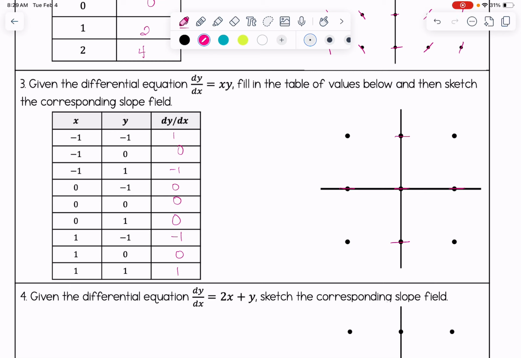And then the others, I'm going to draw slopes of either +1 or -1. So at -1, -1, my slope should be +1. At -1, +1, -1. At 1, -1, we're going to have a negative slope. And at 1, 1, a positive slope.